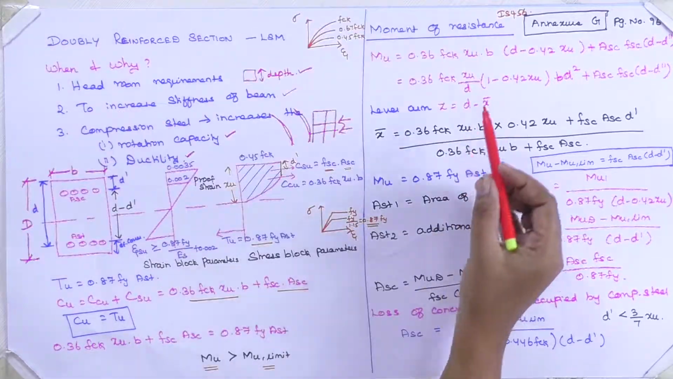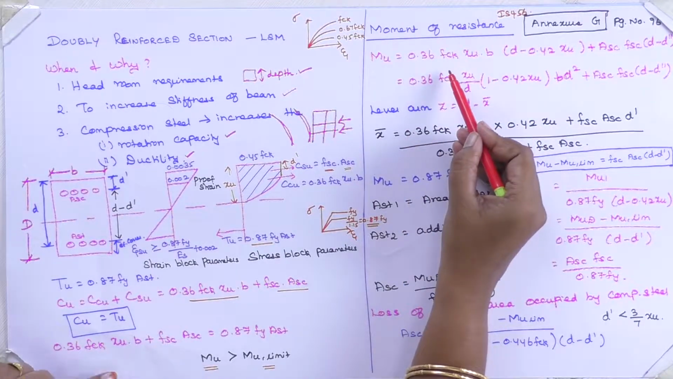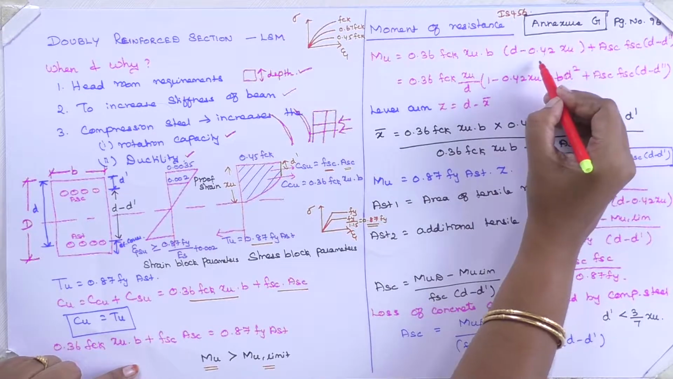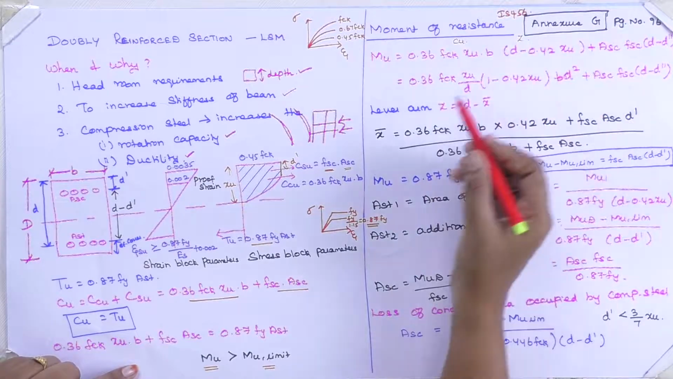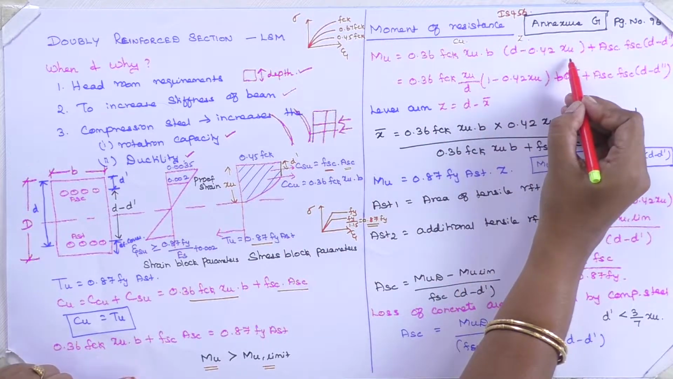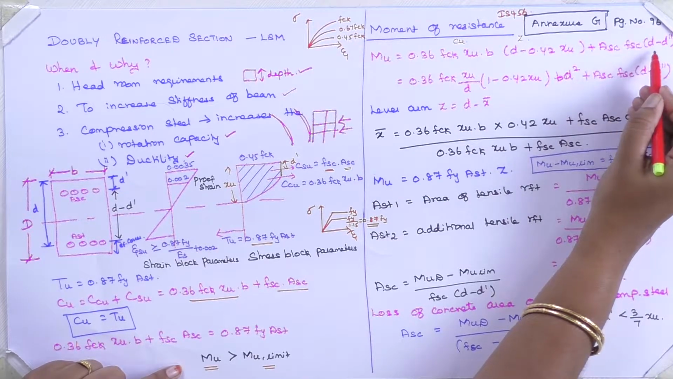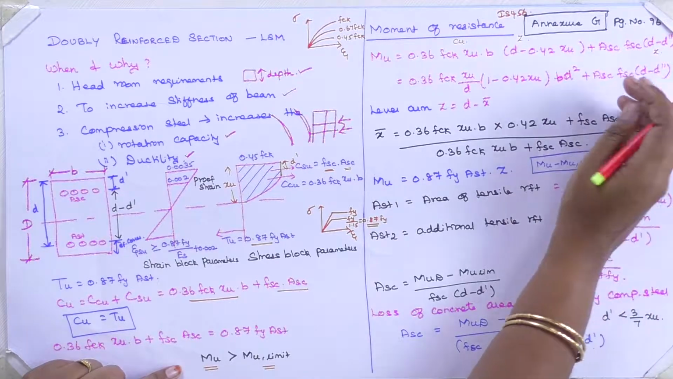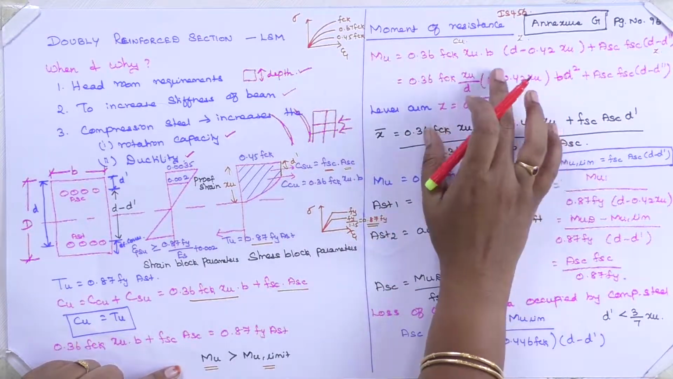Okay, right. Here I will calculate my moment of resistance. Mu is equal to 0.36 fck xu into b, minus, this is my lever arm, this is Cu into Z. Z is nothing but d minus 0.42 xu, plus your compression steel Asc Fsc into (d minus d dash). d minus d dash is nothing but lever arm distance. From these values I can calculate my actual moment of resistance.